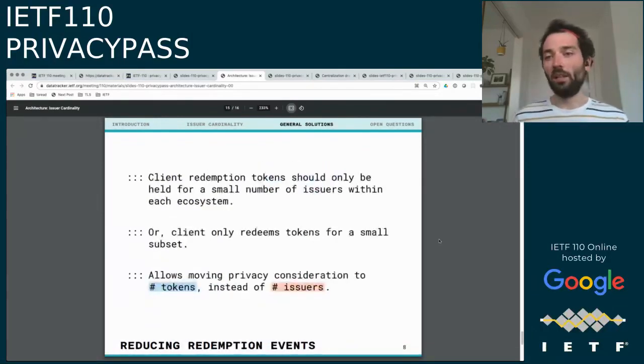The idea would be that a client at any one time can only redeem a number of tokens for a profile which is quite limited in the number of issuers that it refers to. But the wider ecosystem has many issuers, as many issuers as you want. But the privacy requirement is moved to the set of tokens that a client holds and the issuers that it infers from that set of tokens, rather than the total number of issuers in the ecosystem.